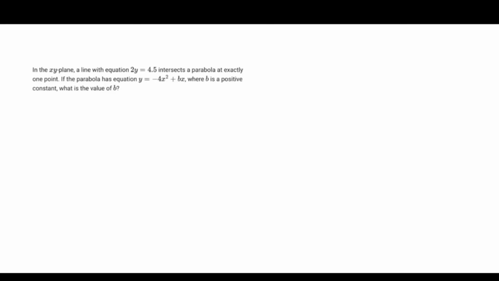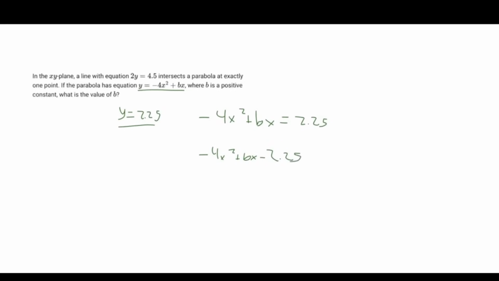So for this top portion, we have 2y equals 4.5. Let's rewrite this as y equals 2.25, right? So now since both of these are y equals, we can set them next to each other. So negative 4x squared plus bx, we can now say that is equivalent to just 2.25. You'll find we'll get a quadratic, which has the actual c value. So this becomes, let's write this out, negative 4x squared plus bx minus 2.25.